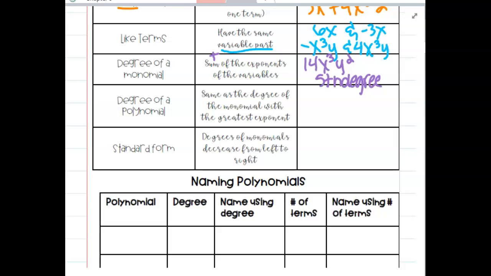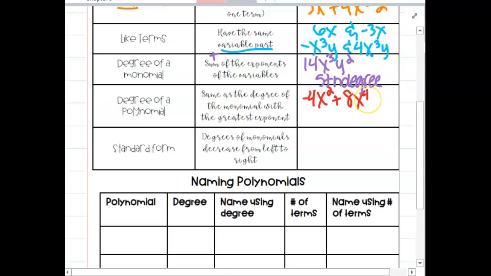So if I had like negative 4x squared plus 8x to the 4th plus 5. To find the degree of the polynomial, you're going to find the term that has the biggest exponent, which would be this middle one, right? The 8x to the 4th. So you would find the degree of 8x to the 4th. That's the degree of the polynomial.